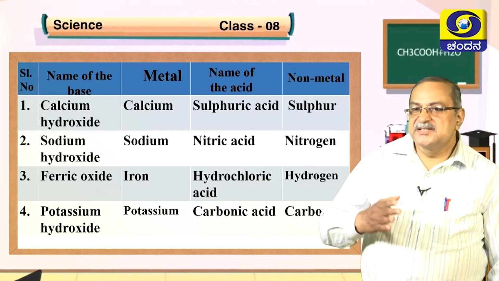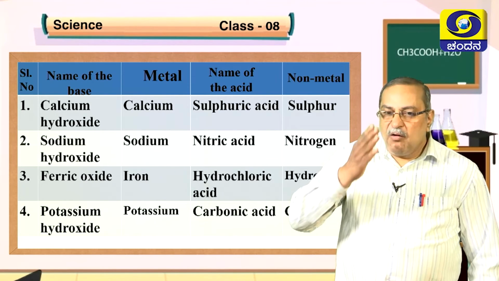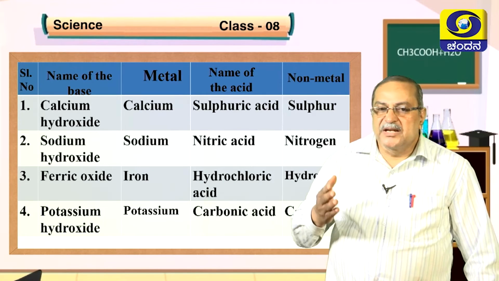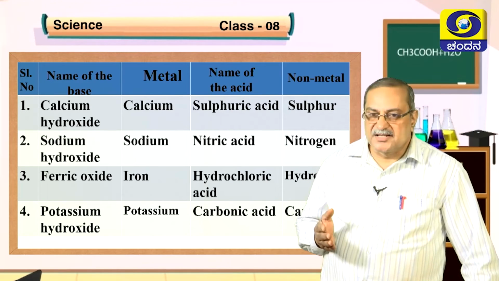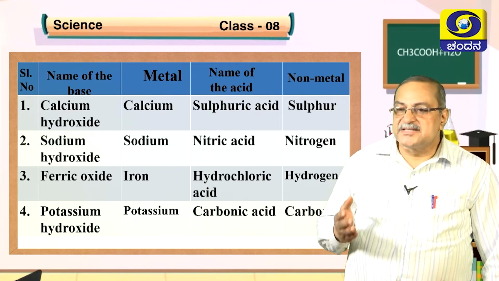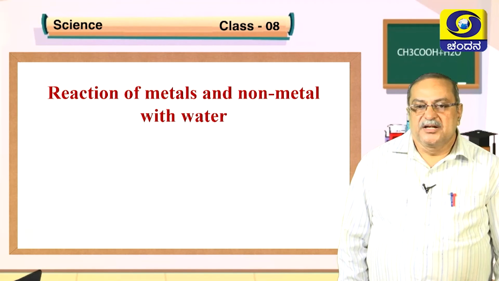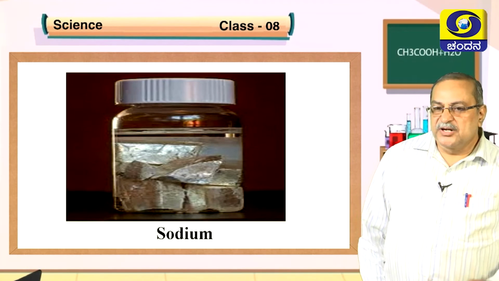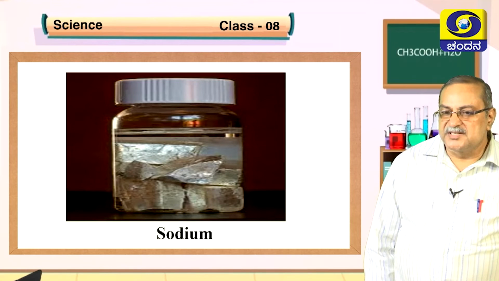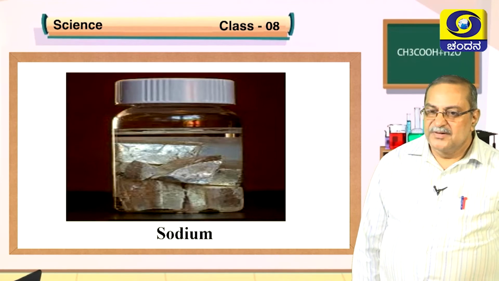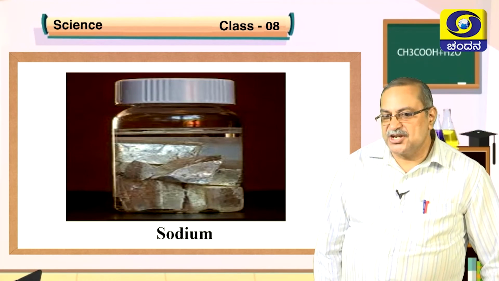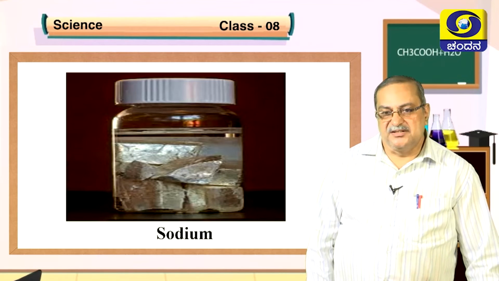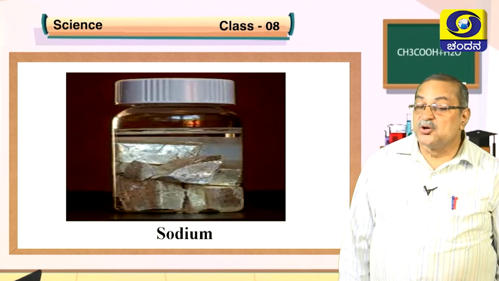So in acids and bases, you can see all metals react with oxygen to form their respective oxides or hydroxides. They are bases. So now let us go for the reaction of metals and non-metals with water, how it will form. Look at this, children. What is this? That is sodium metal. Shining metal, no? See how it is shining, and it is kept in a bottle and stored in kerosene.